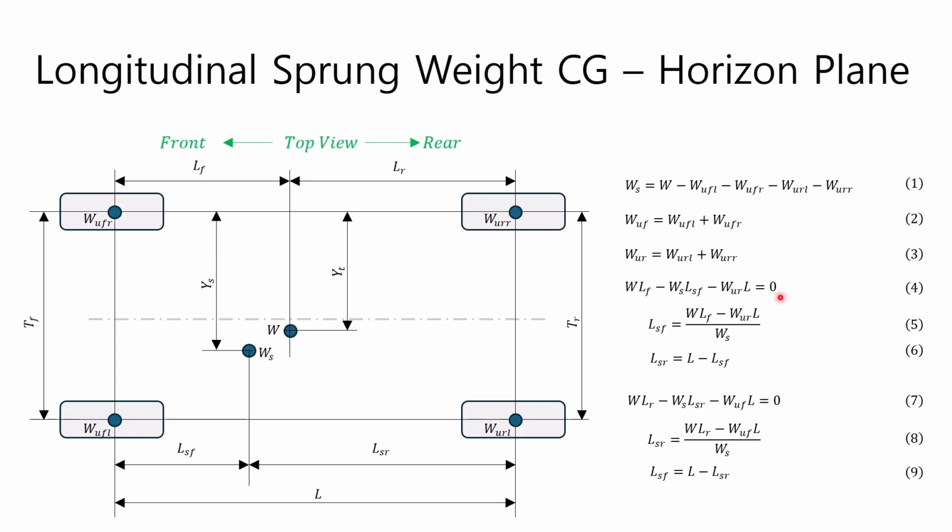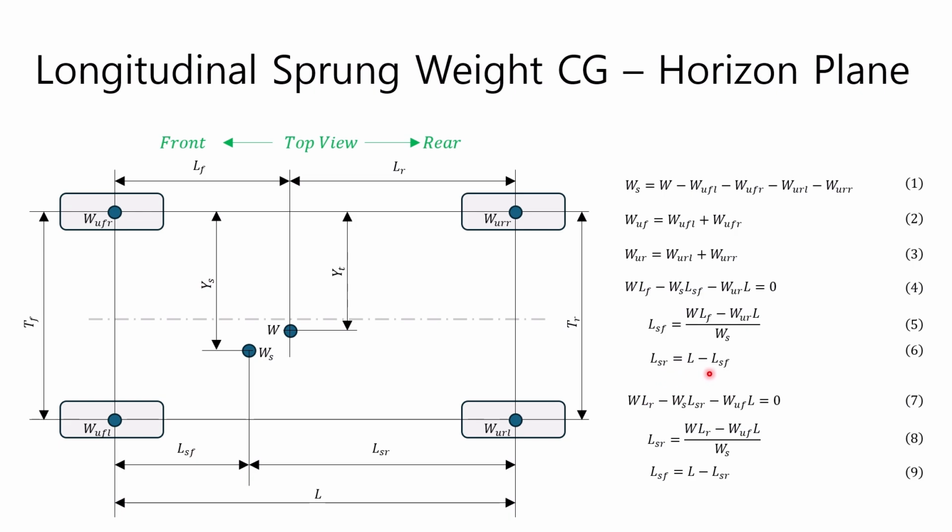If equation 4 is rearranged for the distance LSF from the front axle to the sprung center of gravity, equation 5 can be obtained, and if LSF is subtracted from the total wheelbase L, the distance LSR from the sprung center of gravity to the rear axle can be expressed as in equation 6.